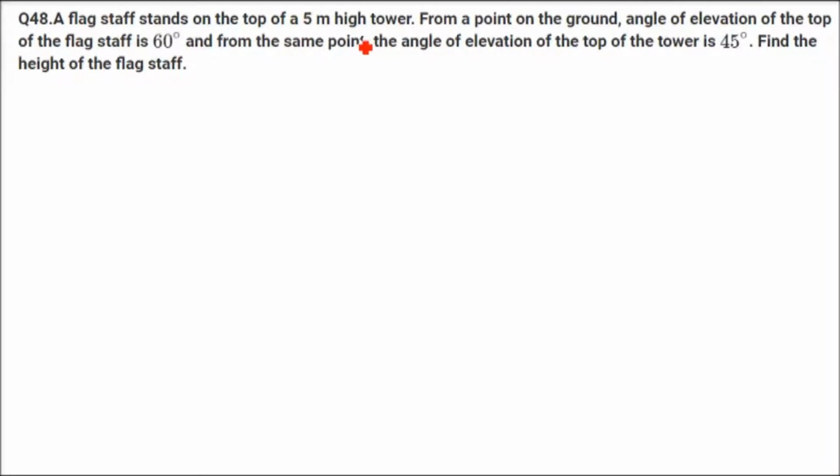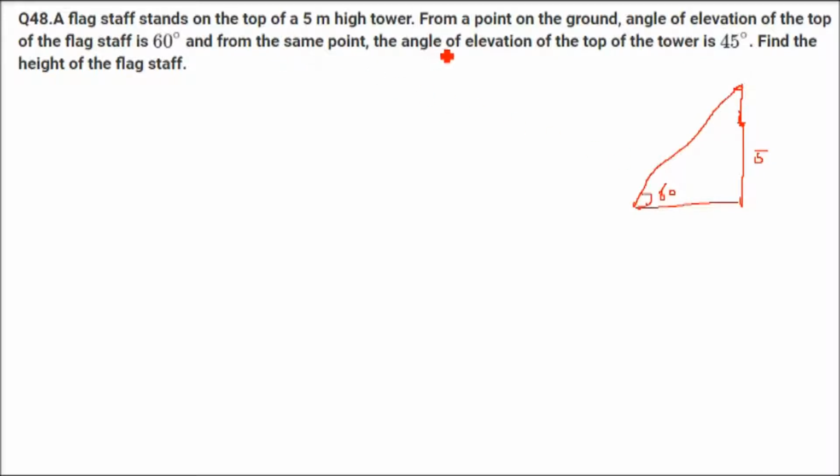The flagstaff stands on the top of a 5-meter high tower. So there is a tower which is 5 meters in length. Now there is a flagstaff over it. This is a flagstaff, a flag. From a point on the ground, say we have a point on the ground, the angle of elevation of the top of the flagstaff is 60 degrees. So this is 60 degrees.